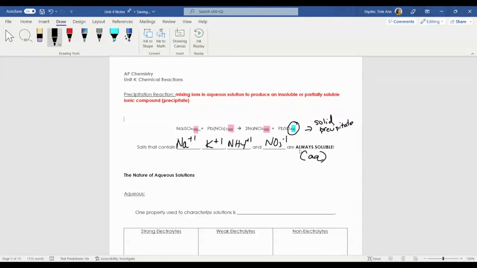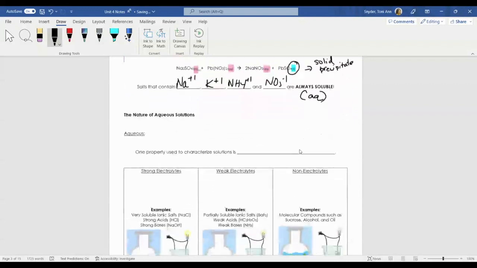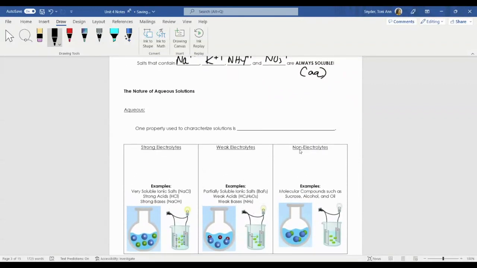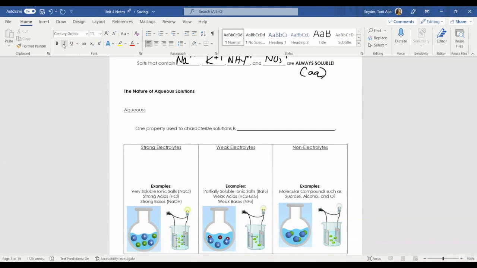Before we dive in and talk about these reactions even more so, let's go ahead and talk about the nature of aqueous solutions. So in Chem 1 or Chem 2, we actually never really defined what aqueous means. So let's just take a second here and do that. And I think you already know what it means. But aqueous sounds a lot like aqua, right? And that means it's dissolved in water.